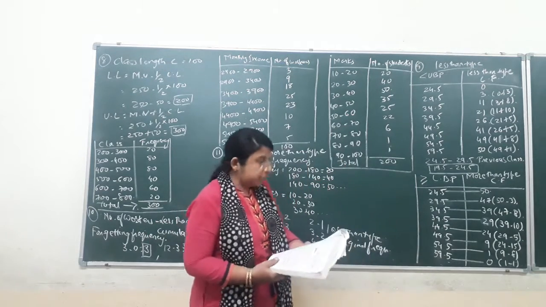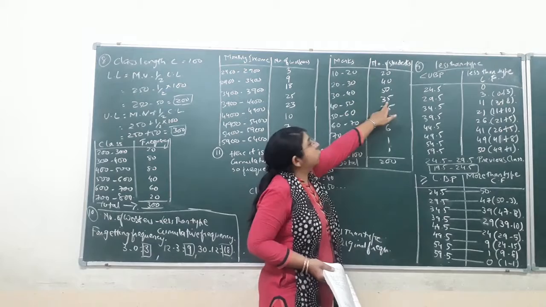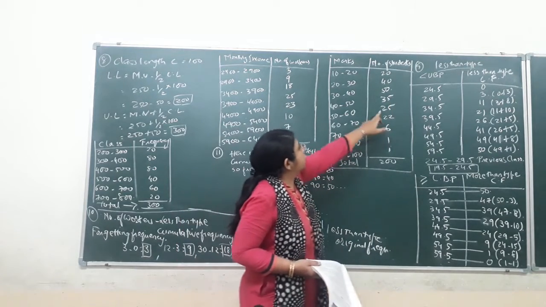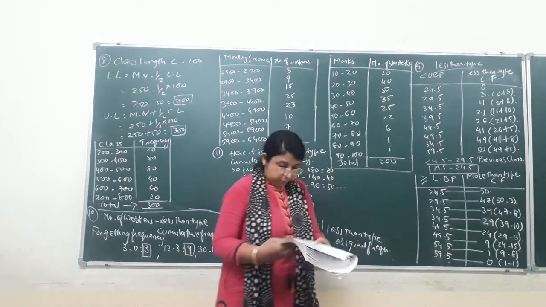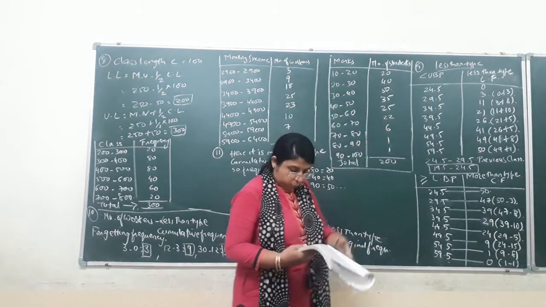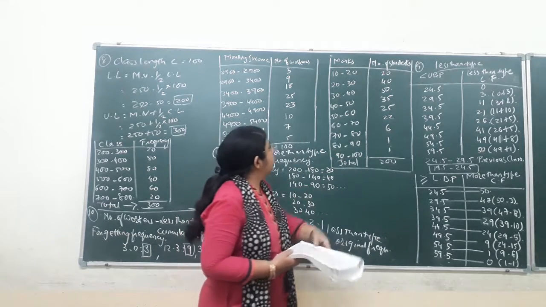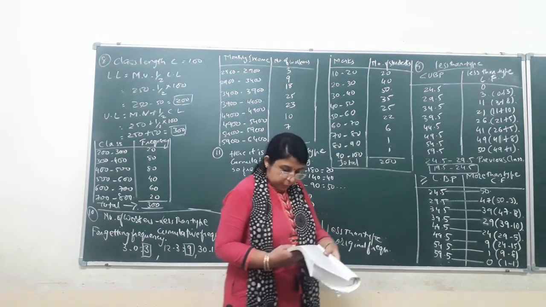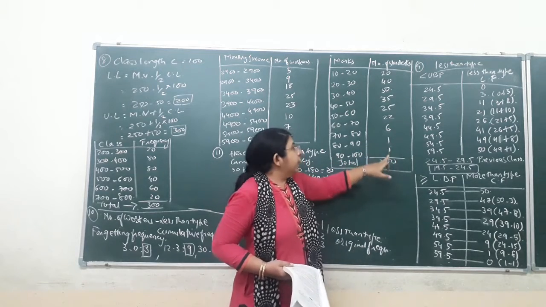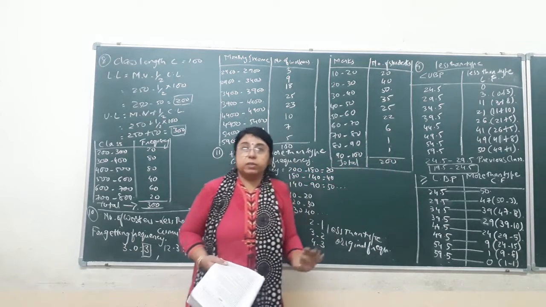Then afterwards 90 minus 55, it would come to 35. Then 55 minus 30, it would come to 25. Then 30 minus 8, it would come to 22. Then 8 minus 2, it would come to 6. Then 2 minus 1, it would come to 1. And the last one would be as it is.